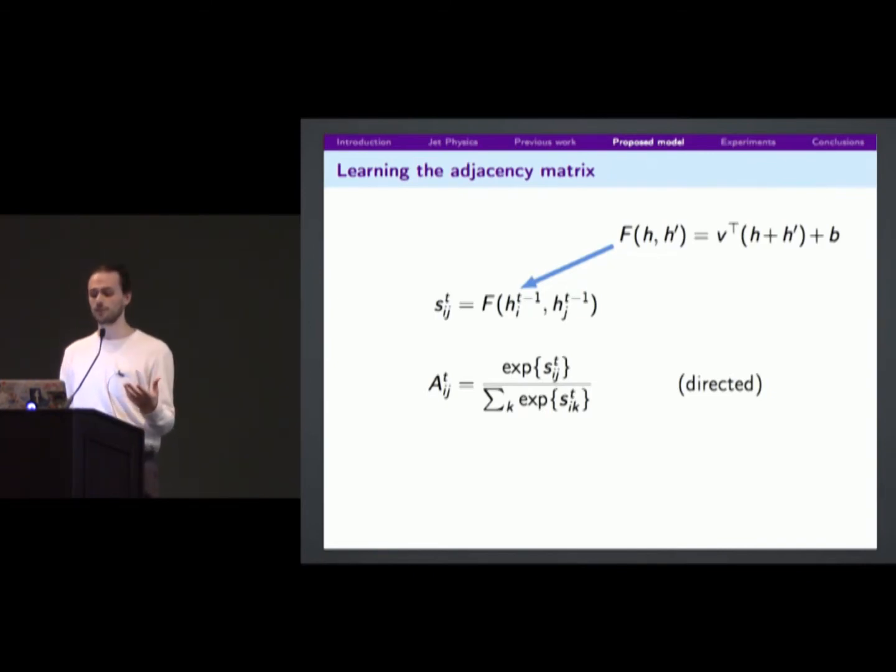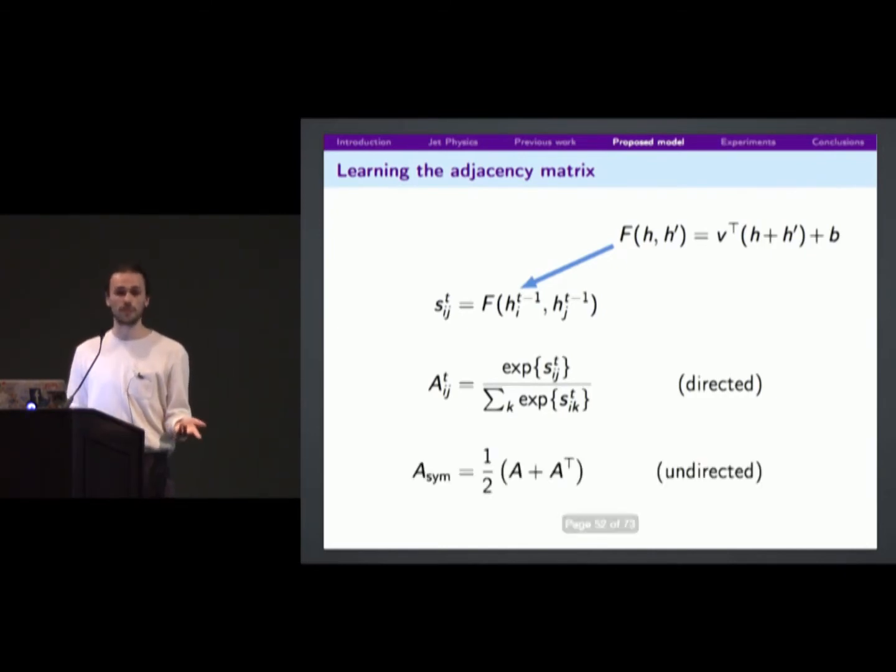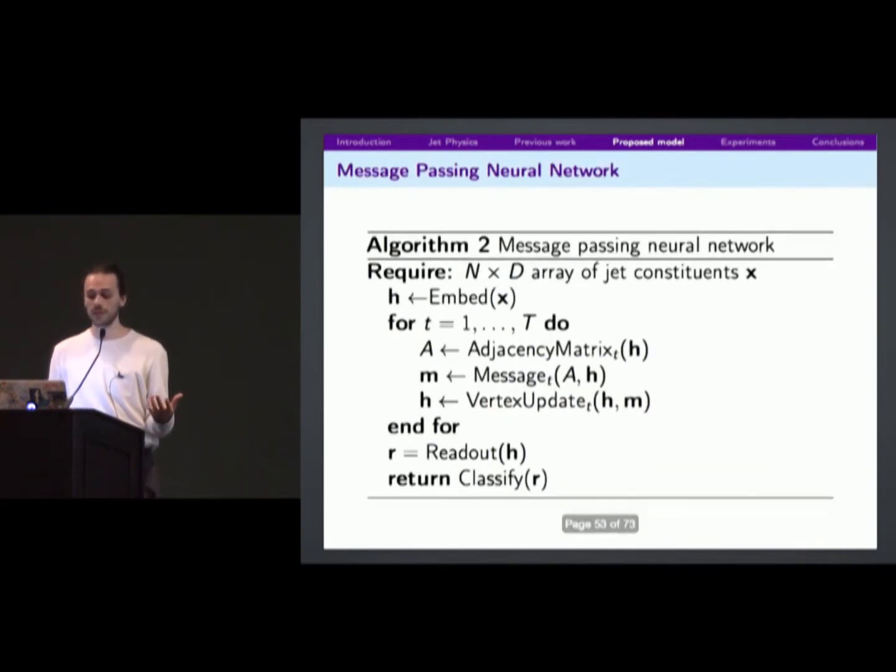And by taking the softmax, we ensure that every node has in-degree 1, but it might have out-degree more than 1. And if you wanted to have an undirected graph, you could just sum it with its transpose, and now your graph is undirected. So now we've learned this adjacency matrix. The algorithm looks as follows. It's exactly the same as before. The only difference is that we're going to learn this adjacency matrix.